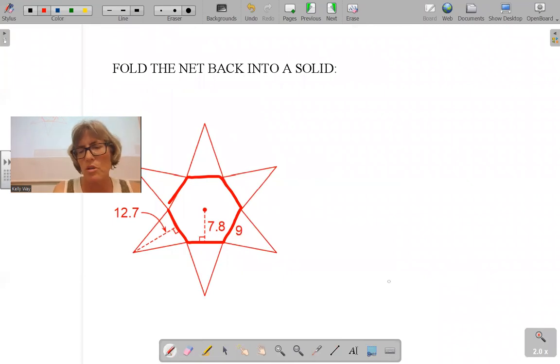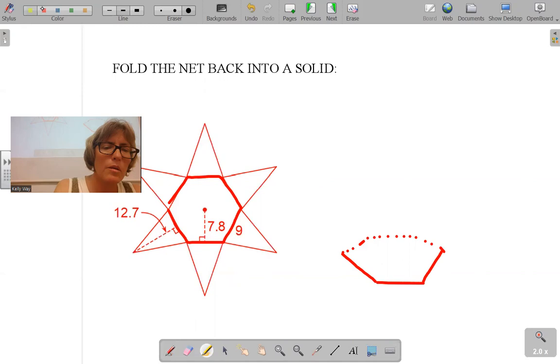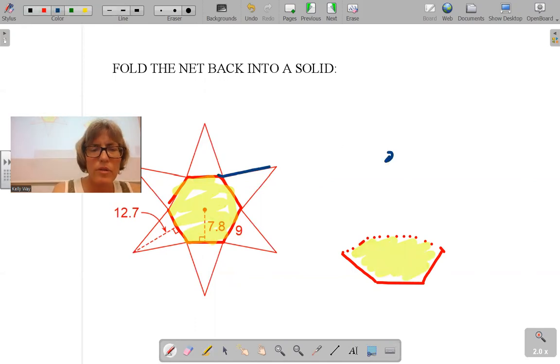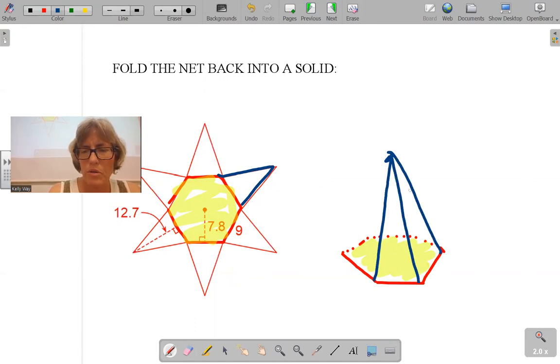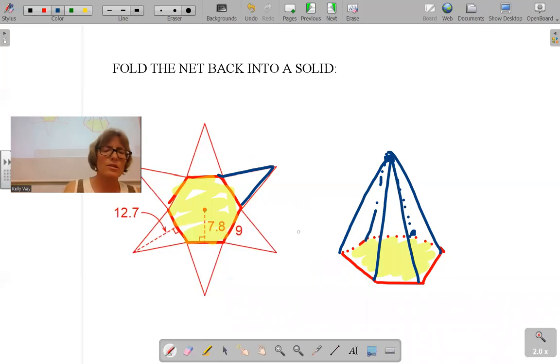We're going to draw it in 3D, so we're going to draw it kind of squishy. Shade it for you. It's your hexagonal base. And then you have 6, technically, triangles. 1, 2, it's going to be dashed 3, dashed 4, 5, and 6. So that's going from a net back into a solid.